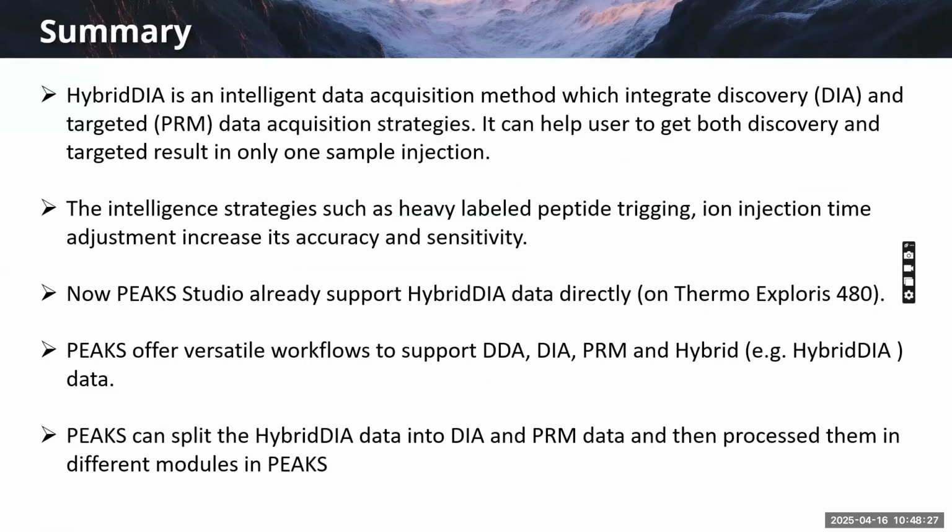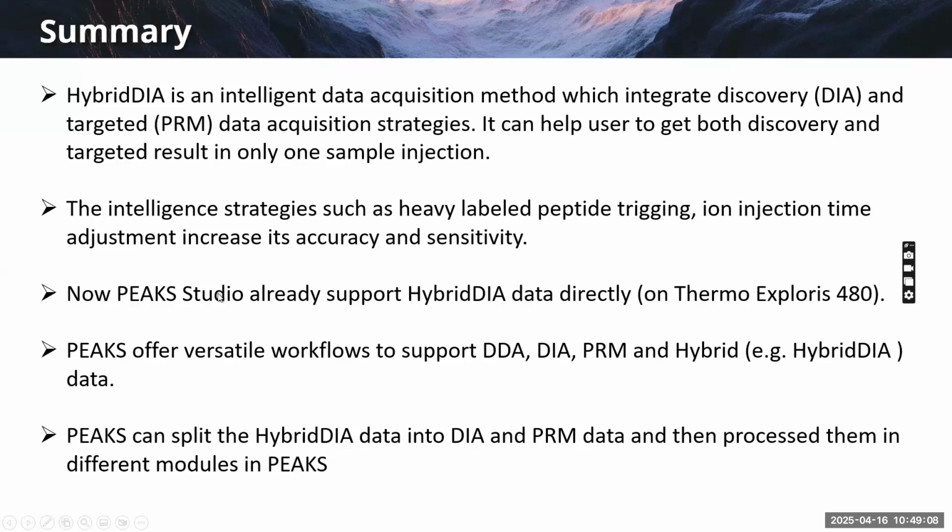So here is just the summary. Basically, the hybrid DIA method is a method that combines the DIA and the PRM. Why do we want to combine this? We want to help the user get both the discovery result and the targeted result in only one sample injection, since sometimes the sample is not enough and we can only support one injection. And since this method uses the heavy-labeled peptides as the trigger, and also adjusts the injection time, this will increase the accuracy and the sensitivity of this method.